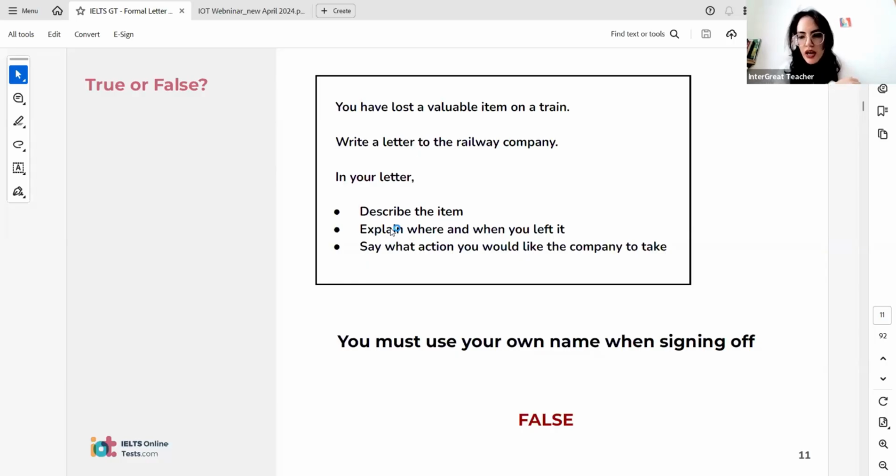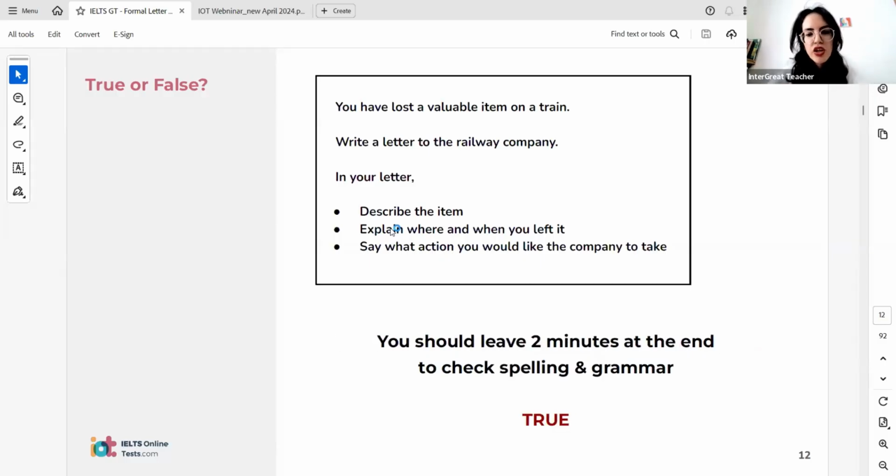Okay, let's do the last one. You should leave 2 minutes at the end to check spelling and grammar. And remember, I said you should. I didn't say you have to, which means I'm recommending. Exactly. Okay, I'm glad we are on the same page. So yeah, definitely. As I recommended, 3 or 4 minutes at the beginning to plan. Then you write your letter, and then you give yourself 1 or 2 minutes to proofread your work.